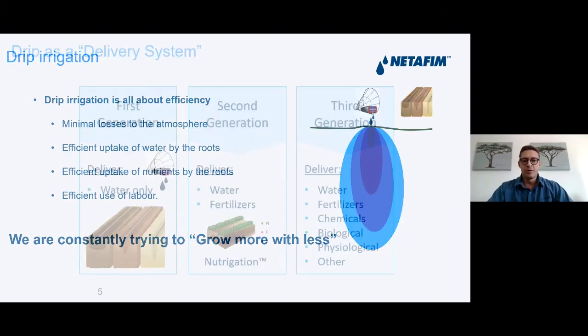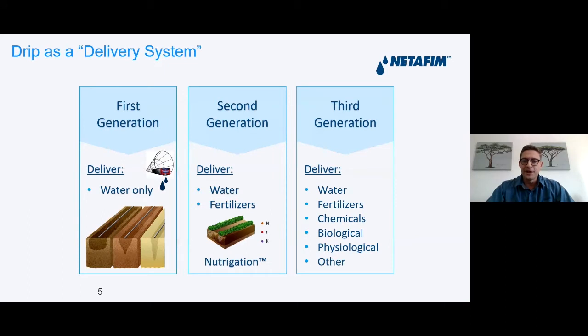So the days have long passed where we were only talking about drip irrigation as a system that only delivers water. There was a time where soluble fertilizers was also a new thing, and now these days we can deliver fertilizers, chemicals, organic fertilizers even through the system. So it's a very versatile system. We like to think of it as a delivery system.